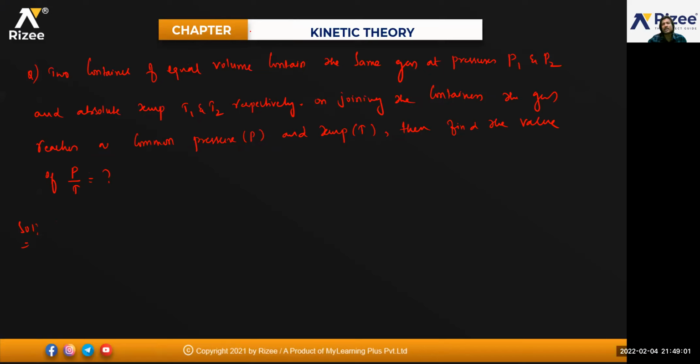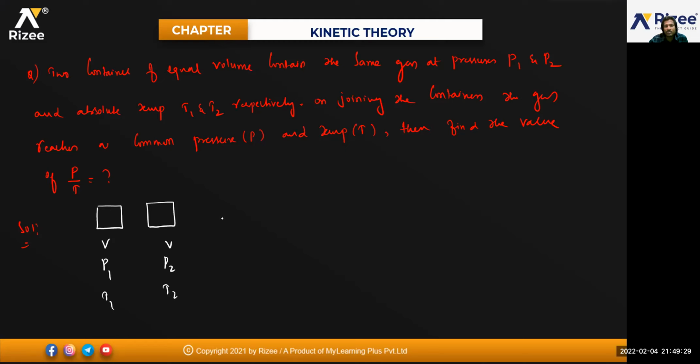While writing the question, I'm just going to draw the diagram, beta, as per your analysis. Two containers of an equal volume contain the same gas at pressures P1 and P2. We have got two containers, this is one container and there is another container of equal volume, that means V and V. This one is at a pressure of P1, and this is at a pressure of P2, at absolute temperatures T1 and T2.